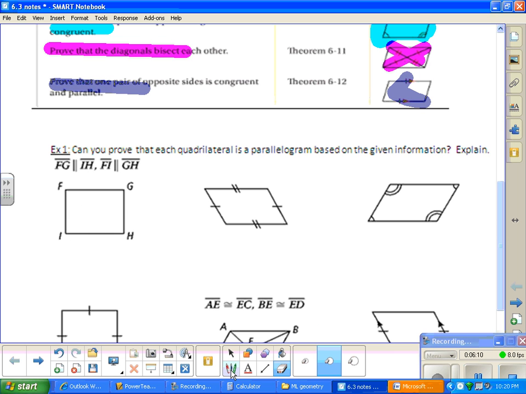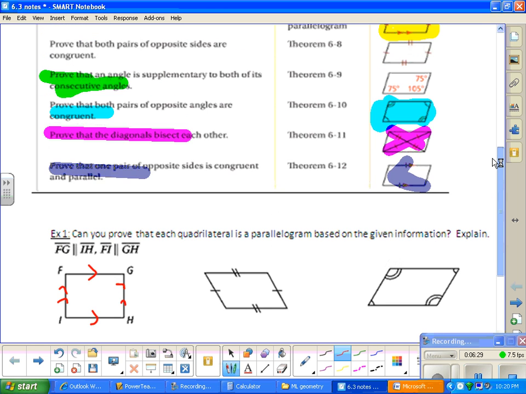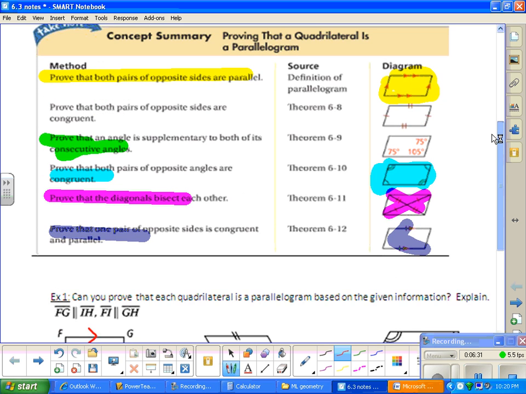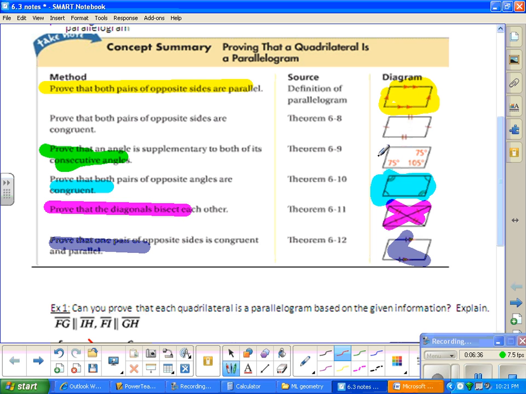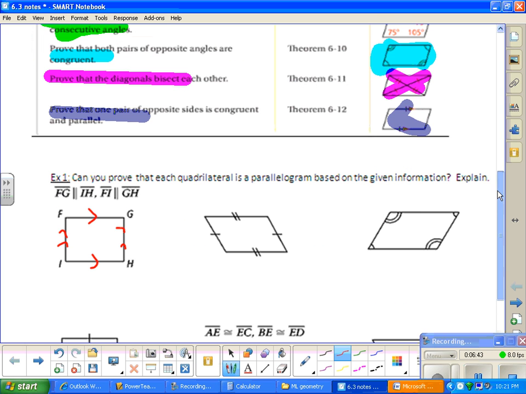Wrong symbol. Okay. It's telling us that FG is parallel to IH, and FI is parallel to GH. And so is that true? Let's go ahead and look up. Is that one of our theorems? Is that in this concept's theory? Yes, it's talking here. The first one, if both pairs of opposite sides are parallel. So this would be yes.